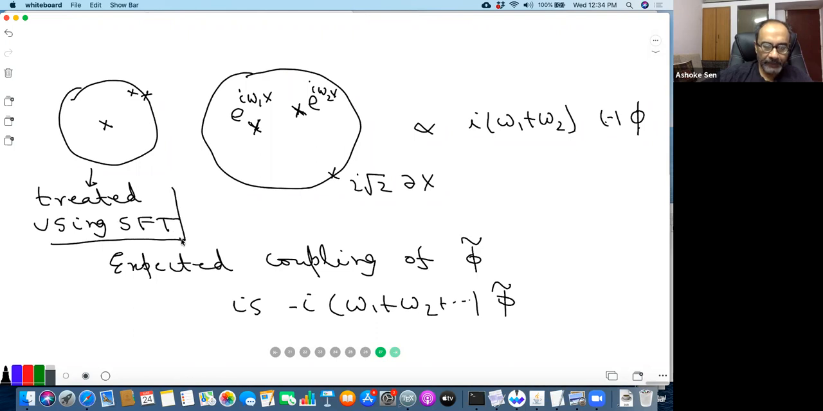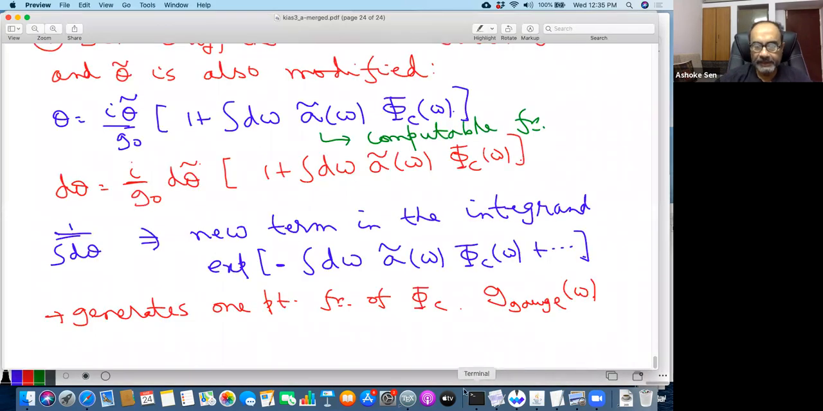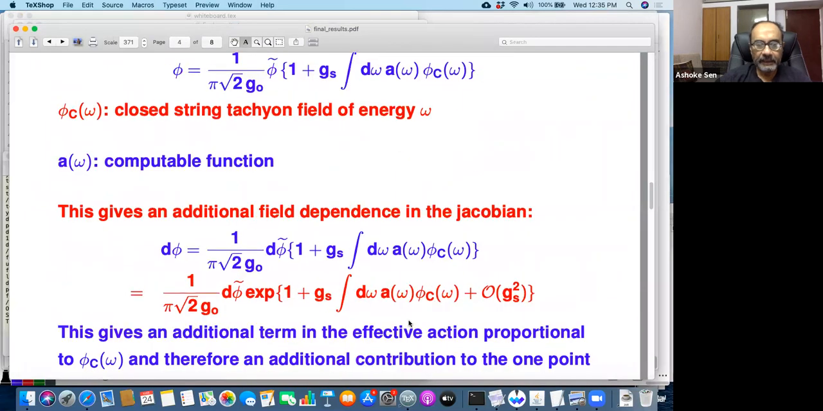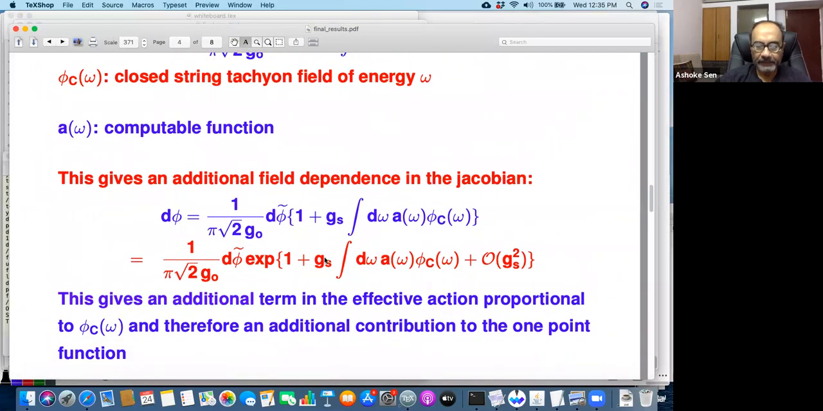And what one finds is that this simple argument, that it is always proportional to I omega 1 plus omega 2, and hence the relationship between phi and phi tilde is just a constant multiplicative factor, actually breaks down. But the amount of breakdown you can figure out by doing this detailed comparison. You can calculate this diagram, regulate all the divergences using string field theory, get a finite answer, and compare with what you expected. And that modifies the relationship between phi and phi tilde to higher order. To order G string to the 0, of course, there's no modification. But at order G string, there is a modification.